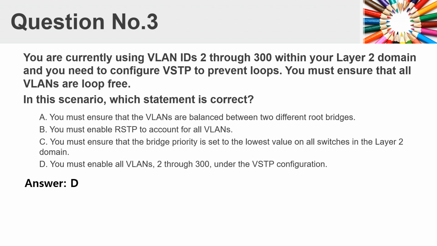Question number 3. You are currently using VLAN IDs 2 through 300 within your Layer 2 domain and you need to configure VSTP to prevent loops. You must ensure that all VLANs are loop-free. In this scenario, which statement is correct? A. You must ensure that the VLANs are balanced between two different root bridges. B. You must enable RSTP to account for all VLANs. C. You must ensure that the bridge priority is set to the lowest value on all switches in the Layer 2 domain. D. You must enable all VLANs 2 through 300 under the VSTP configuration. Answer D.